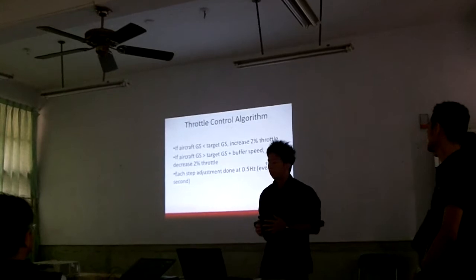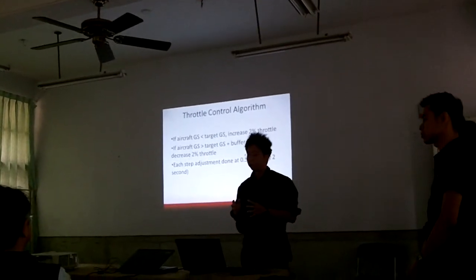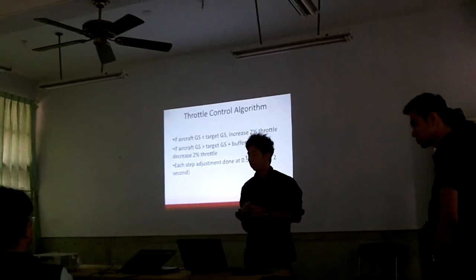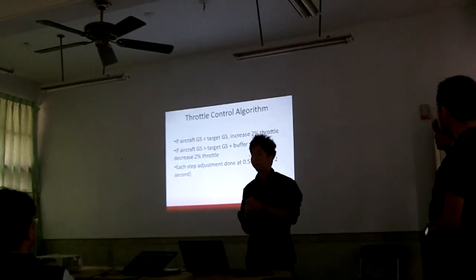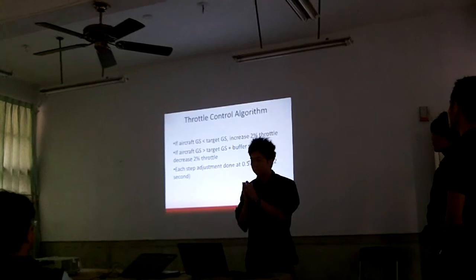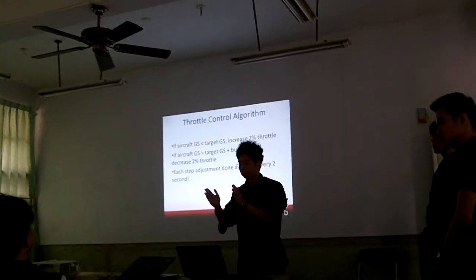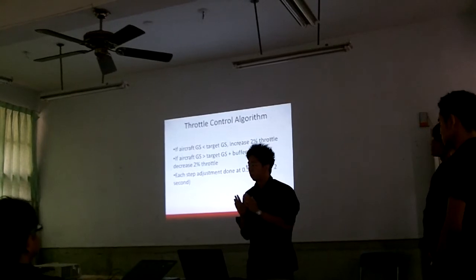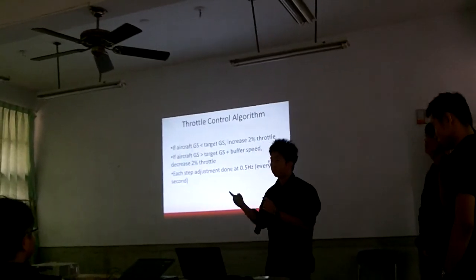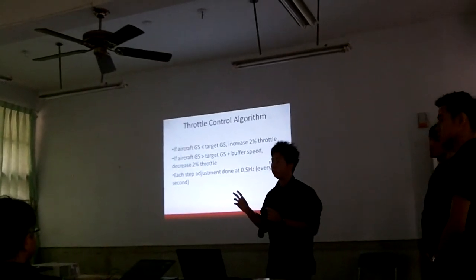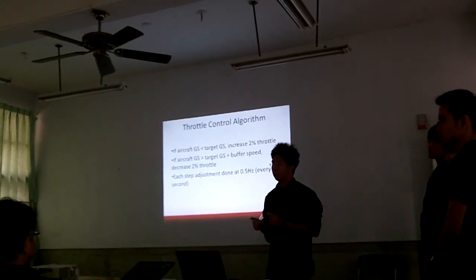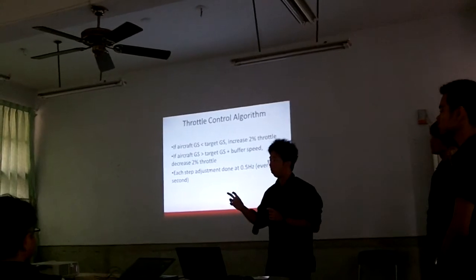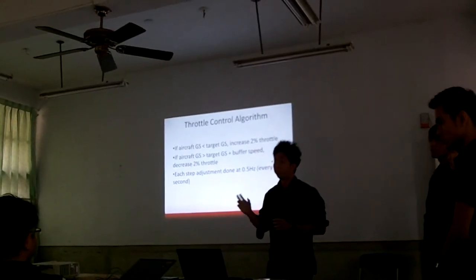So what happens is, if the ground speed of the aircraft is lower than our target ground speed, we will increase the throttle by 2% every 2 seconds. So it gets stepped up every 2 seconds. Now, why 2 seconds? Because we feel that even when the throttle is increased, the aircraft does not respond to change in speed immediately. So we gave a buffer time of actually 1 to 2 seconds in order to allow the aircraft to respond physically.